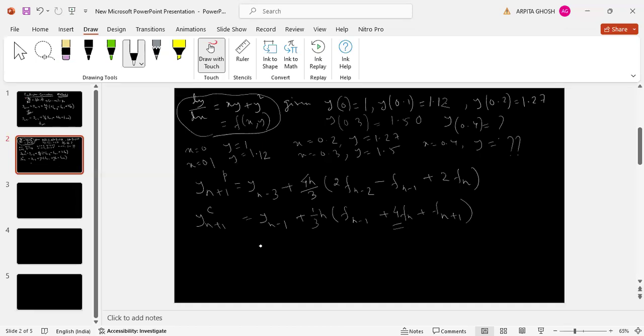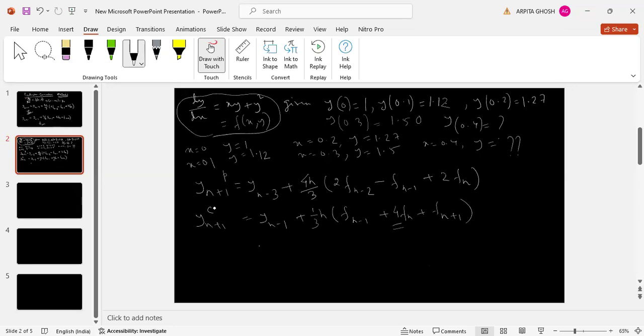Achha, so these are the set of predictor and corrector formulas. Okay, so now see, x0, y0: x equal to 0, y equal to 1. That means your x0 is 0, y0 is 1, x equal to 0.1. So what's the value of h here? h means the gap between two consecutive x. So what's the value of h here? 0.1. The gap between two consecutive x is 0.1. So the value of h is 0.1.